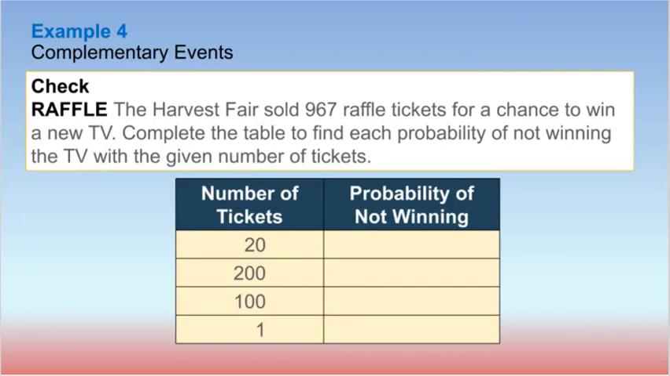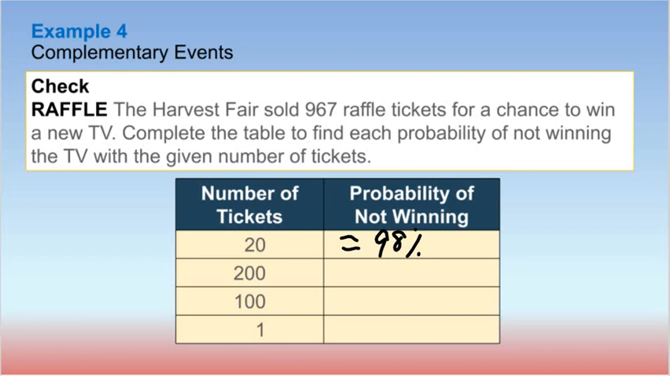And our last question, the Harvest Fair sold 967 raffle tickets for a chance to win a new TV. Complete the table to find each probability of not winning the TV with the given number of tickets. So if there are 967 tickets, I would have to do 967 minus 20, divide that by 967, and then multiply that by 100. So to the nearest percent that would give us roughly 98%.